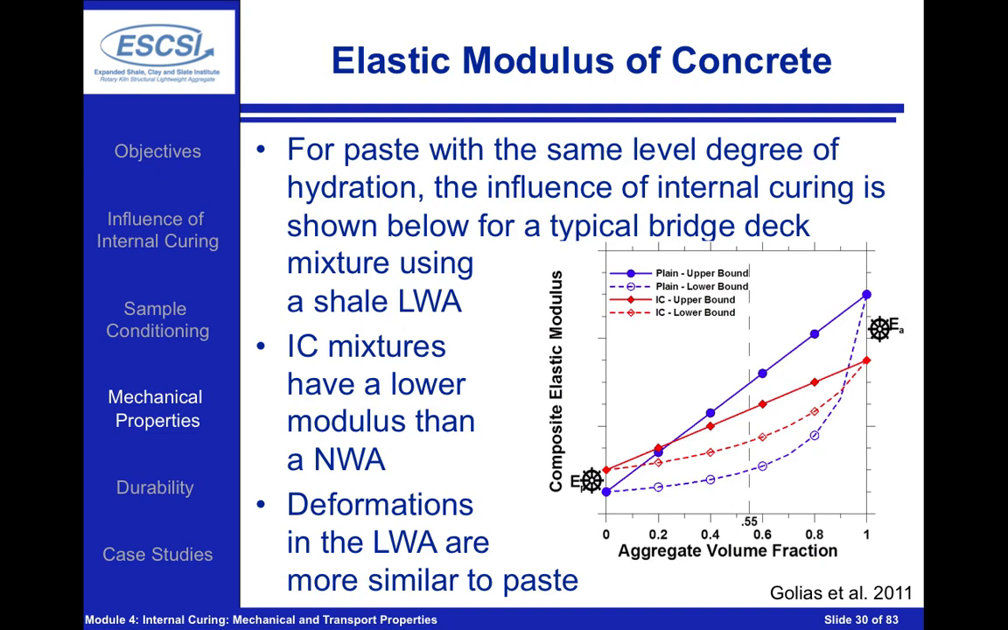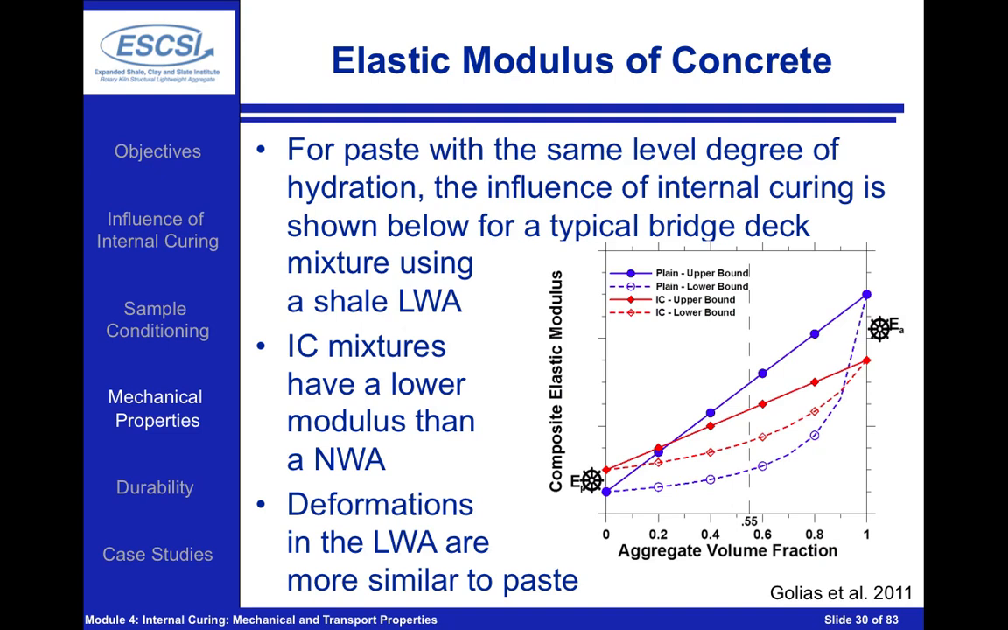So we'll see the modulus of the paste shifting up slightly. We'll see the modulus of the aggregate shifting down slightly. The aggregate being the right-hand side of the curve, the paste being the left-hand side of the curve. So what we'll typically notice is that these two effects will sort of work to make a much smoother transition here between the paste and the modulus of the lightweight aggregate.